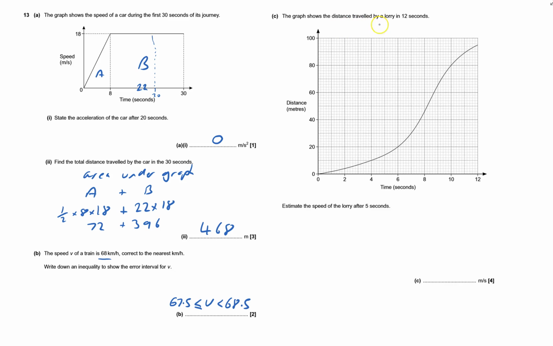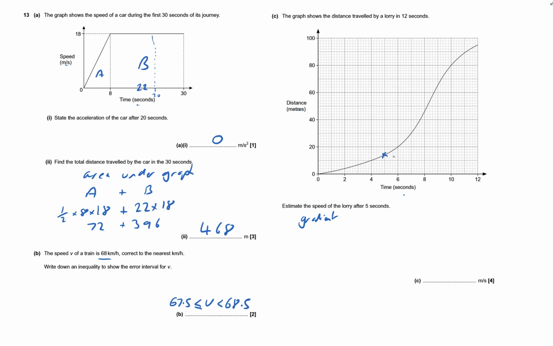And now we show the distance travelled by a lorry in 12 seconds. So what distance? Okay, so here we had a speed-time graph. This one is a distance-time graph. We've got to make sure we read the scales properly. Estimate the speed. Well, the speed is the gradient. So I need to find the gradient of the line after 5 seconds. So I need to find the gradient at that point there.